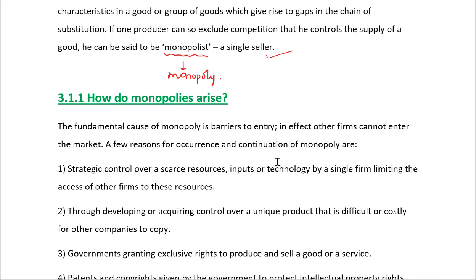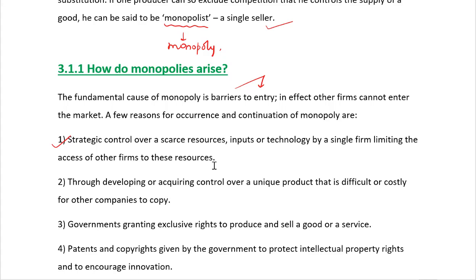The fundamental cause of monopoly is barrier to entry. In effect, other firms cannot enter the market. A few reasons for the occurrence and continuation of monopoly are: number 1, strategic control over scarce resources, inputs, or scarce technology by a single firm, limiting the access of other firms to these resources. This means that other firms can't get access to these resources and make profit out of them.